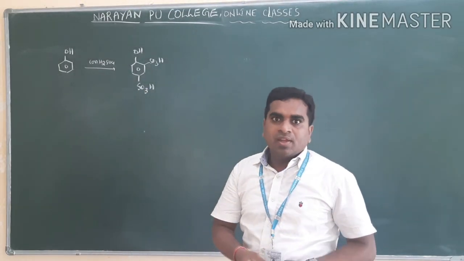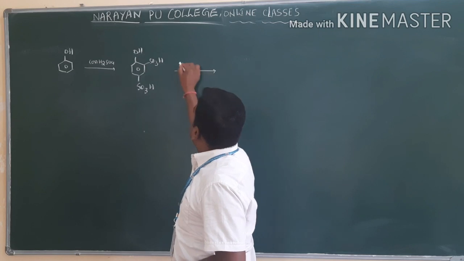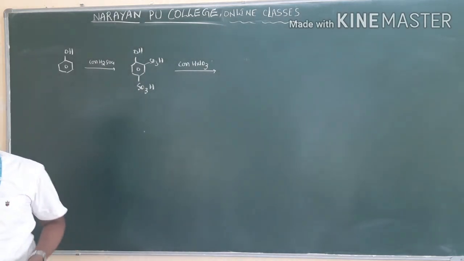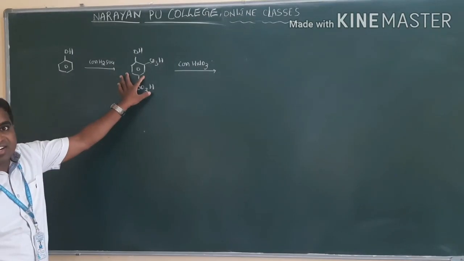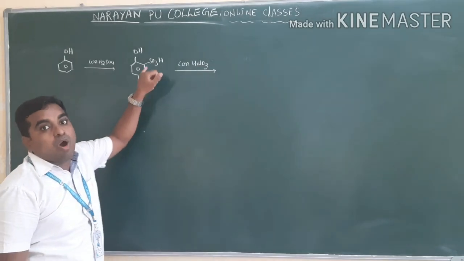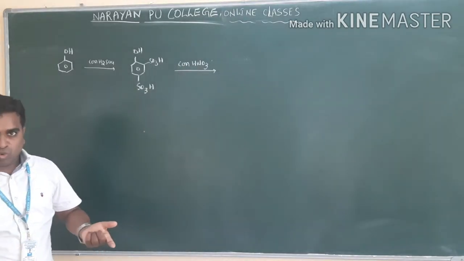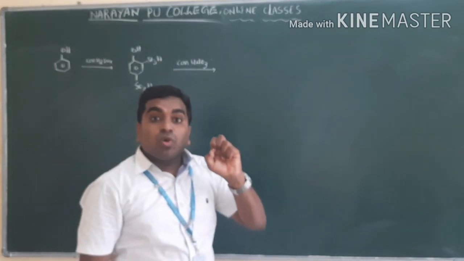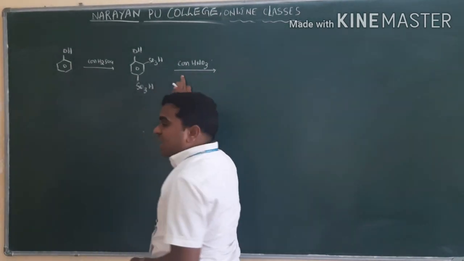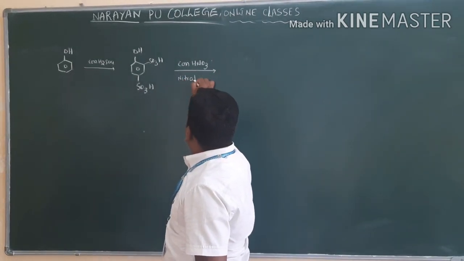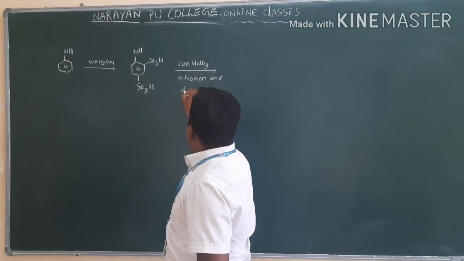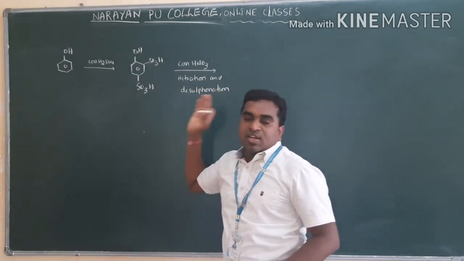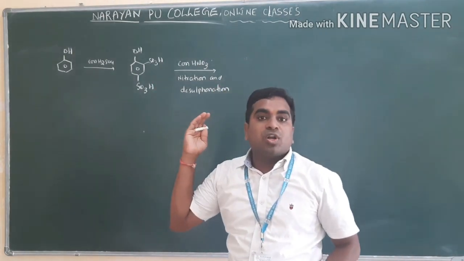When it decreases, we treat this with concentrated HNO3. Now the benzene ring is not highly activated, so it won't be oxidized by concentrated HNO3. Clear? And these SO3H groups are very good leaving groups also. So that's why nitration and desulfonation take place. Desulfonation, clear? Because SO3H groups are very good leaving groups.